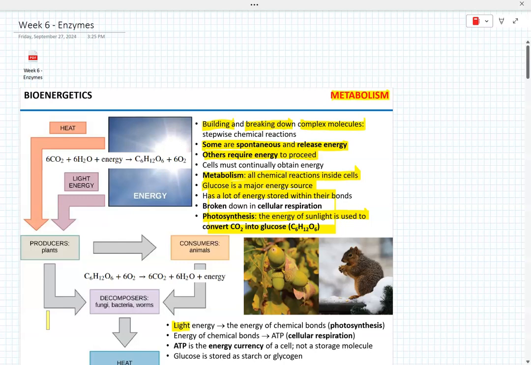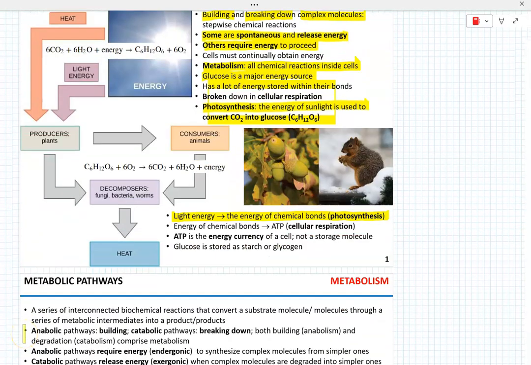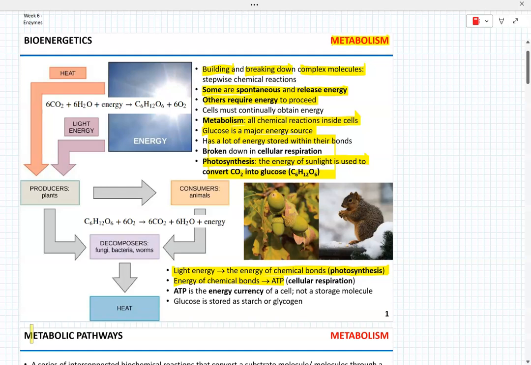Essentially, the light energy is converted into the energy of chemical bonds during the process of photosynthesis, and then the energy of chemical bonds is converted into energy of chemical bonds in the molecule of ATP during cellular respiration. ATP serves as the energy currency of a cell rather than the energy storage. If a cell has to store energy, it can store it in the form of glycogen in animals or starch in plants. Now let's take a look at the energy flow in nature.